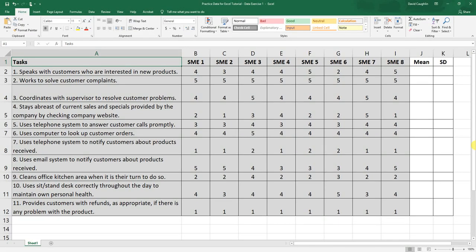In this tutorial, we will learn how to calculate means and standard deviations using Microsoft Excel. These same formulas or functions that I'll demonstrate today can also be used in Google Sheets.